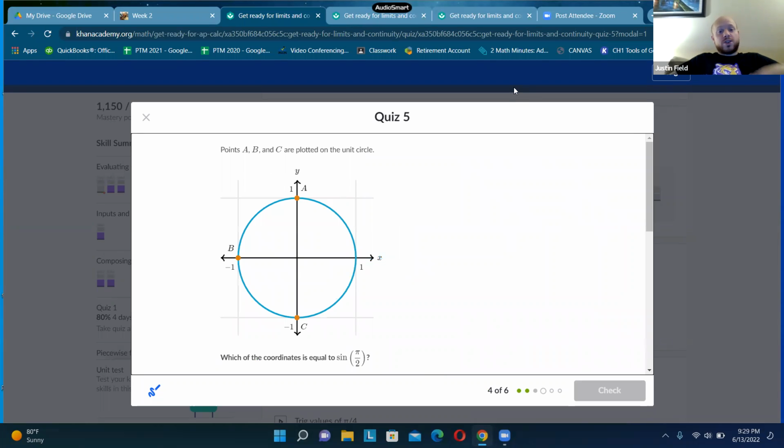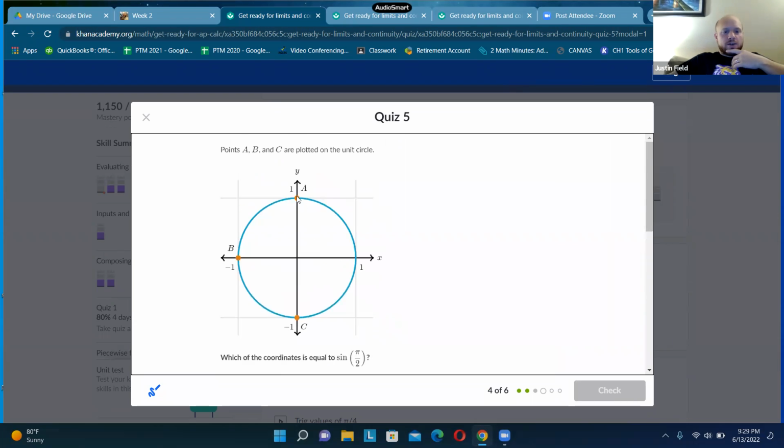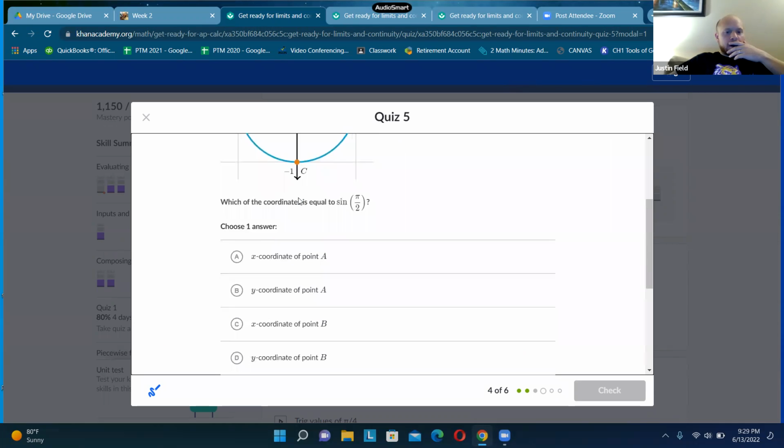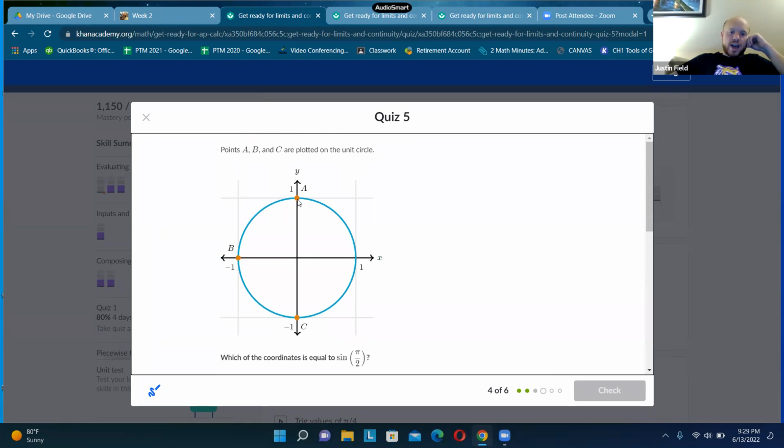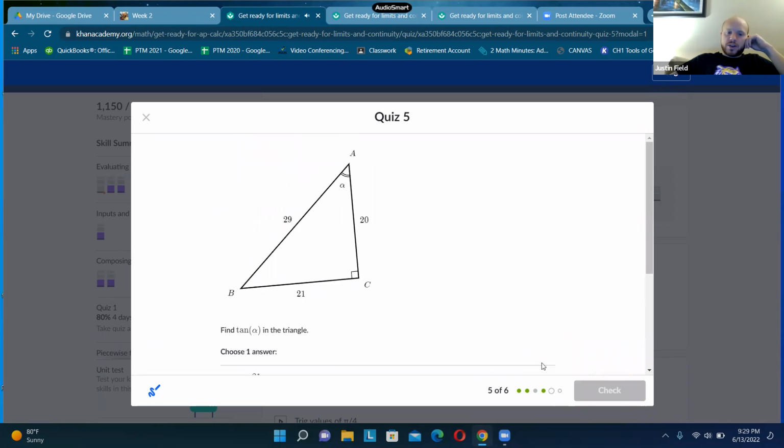Ooh, unit circle. I love the unit circle. I hope you do too. And so we want to plot points A, B, and C. No problem, because like I said, I love the unit circle. So what are we doing again? Sine of pi over 2. So pi over 2 is up here. And that's 0, 1, right? And we know the sine is the y value. So the y value of point A would be the sine of pi over 2. I have so much to say about the unit circle, but I'll save it. It's not for that question.